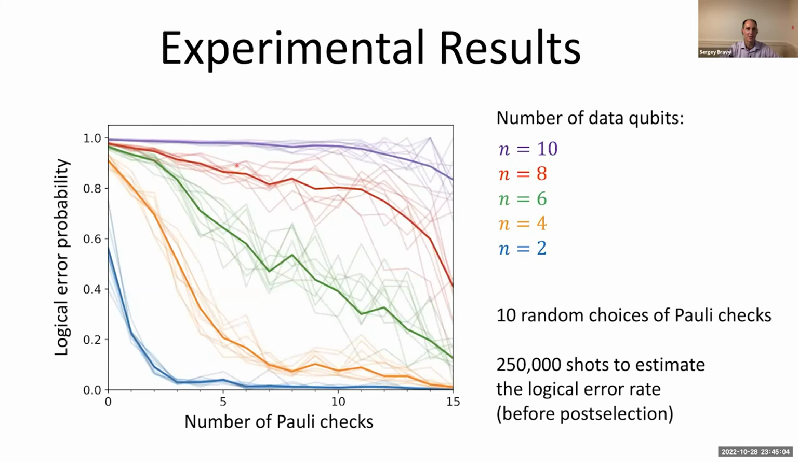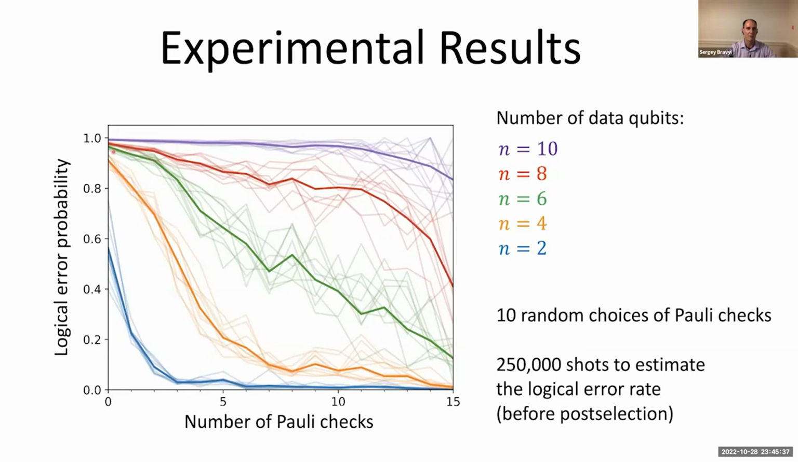And these are the experimental data. So let's look at this green curve. This would be the 6-qubit payload circuit that I showed on the previous slide. And the bold green curve is obtained by averaging over 10 random choices of Pauli checks. And those are shown by these light green curves.